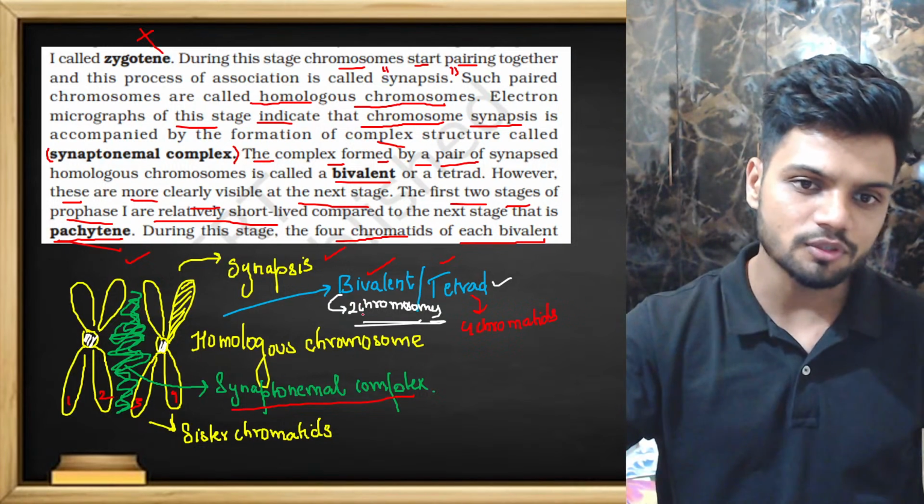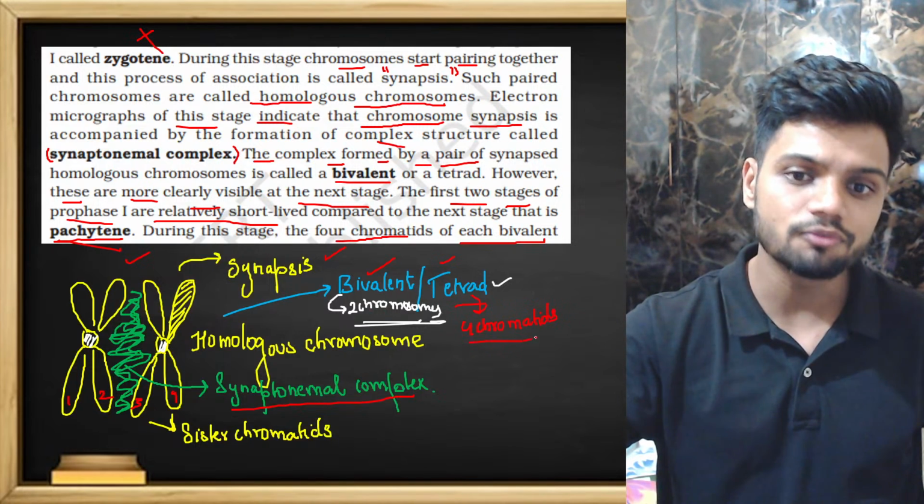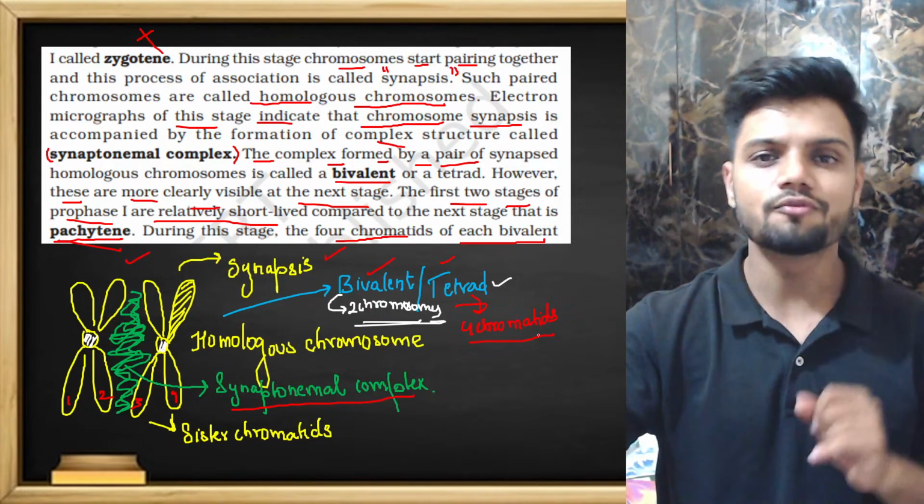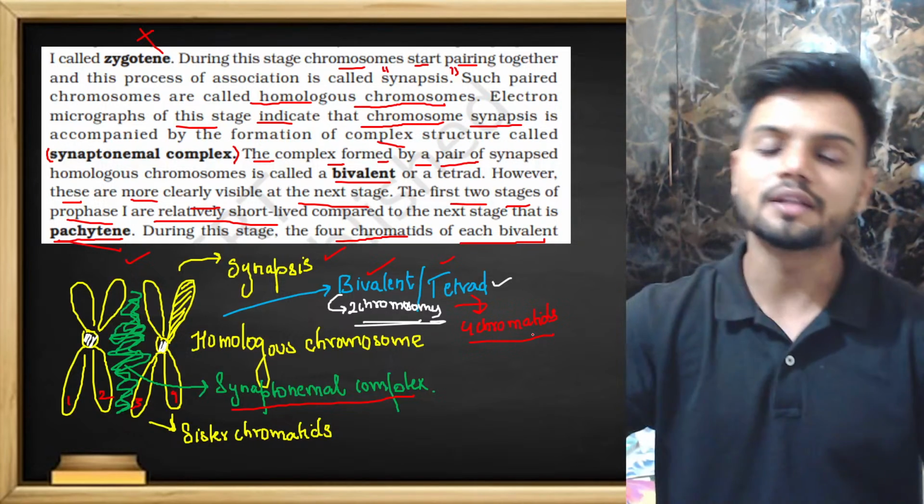Why is it called bivalent? Because of two chromosomes. Why is it called tetrad? Because of four different chromatids. Okay. Now, let's go to the next step.